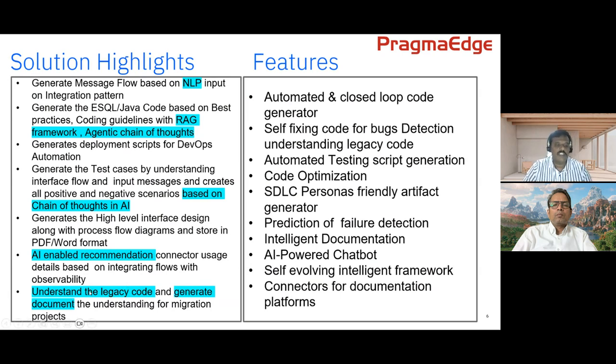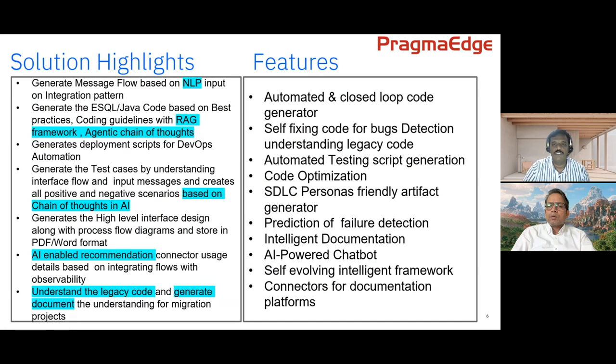And last but not least, most of the projects are running on migration projects. Migration means migration from IIB to App Connect, maybe different ESBs to App Connect. So the main objective here is understanding the existing legacy code or improvements of legacy code. It will provide suggestions for it, and it will also modify based on best practices as well as coding guidelines. It generates that. That is also a highlight of the solution.